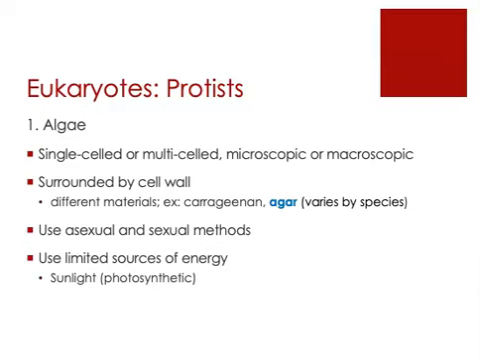There are other types of algae that have a wall made out of a material called carrageenan. There are actually, again, several different types of materials that make up the cell walls in algae. Algae are capable of using both asexual and sexual methods for reproduction, and like the fungi, they have a very narrow source of foods for energy. They are photosynthetic organisms, so they are dependent upon the process of photosynthesis to harvest energy from the sun as a source of energy.